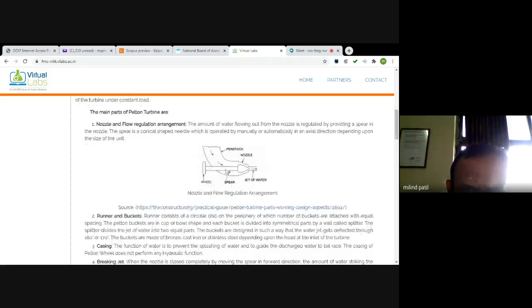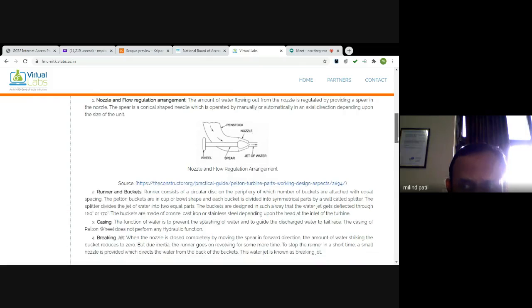This is what nozzle control governing is, which is elaborated in this figure diagram. This is a cross-sectional view of the nozzle, and this spear rod is there. If it is moving in the forward direction, the discharge will decrease. If it is moving in the reverse direction, back, then the discharge will increase. That's how simple nozzle control governing is used.